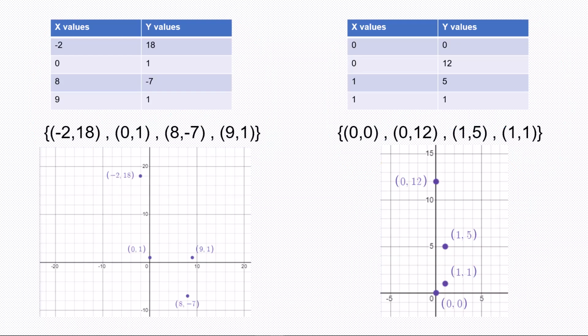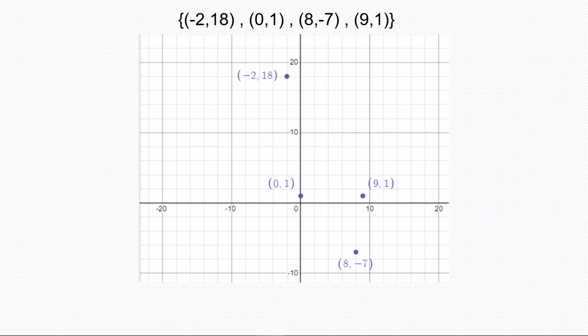Still another way these relations can be represented is listing each mapping of numbers as an ordered pair, and then plotting them on a graph, as you can see here. In looking at this list of ordered pairs, you can quickly see that they represent a function, since there are no duplicate x values.